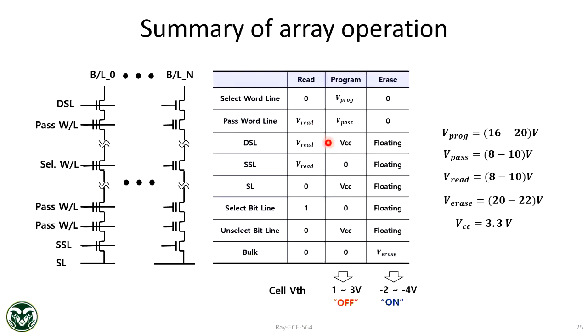This is the summary of all the biasing conditions. During read, your pass word line, right? Unselected word lines should be at higher voltage, and the selected word line will go to reference. During program, the selected word line will go to very, very high voltage. You want to program, unselected word lines should be in the pass mode, and in the erase, the selected word line will be grounded, substrate will be high. That's how you erase all the word lines together.